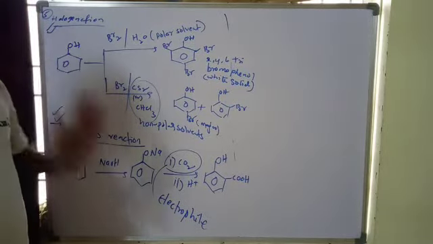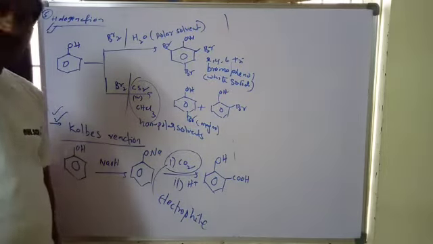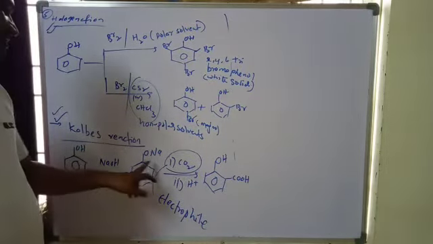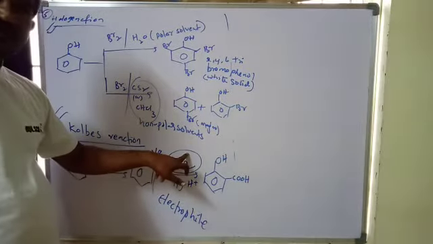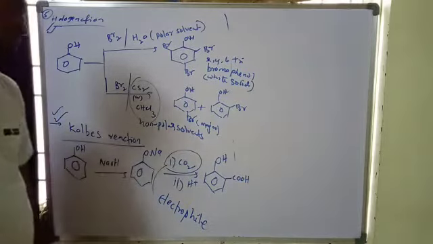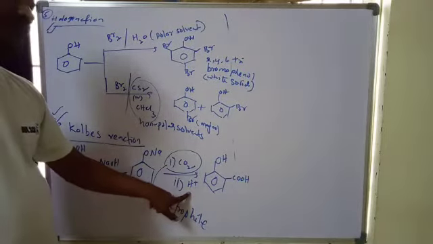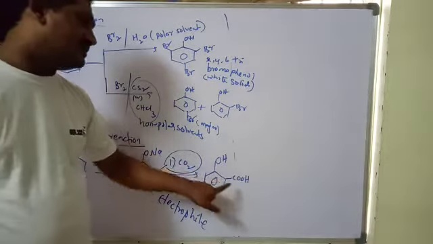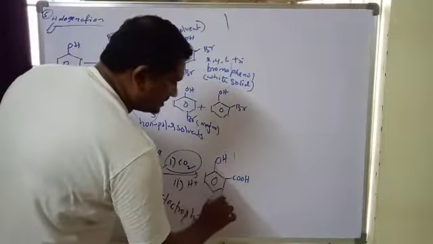In nitration, it is NO2 plus. In sulfonation, it is SO3. Same here: in the Kolbe reaction, the electrophile is carbon dioxide. There is no charge, so it is a neutral electrophile. This carbon dioxide is followed by acidification. Addition of H plus gives orthohydroxybenzoic acid. This is also called salicylic acid.